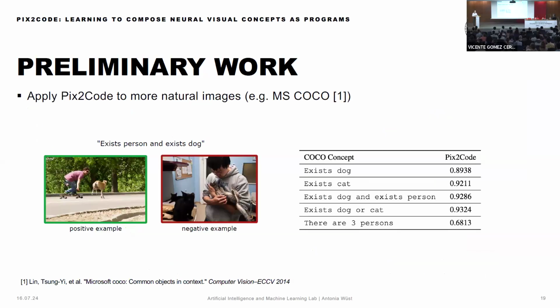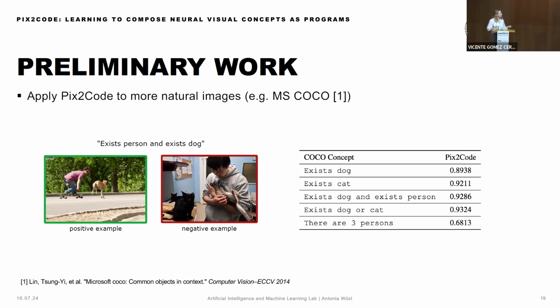Then these experiments were all on CLEVR data, which is of course synthetic. But we think it would also be cool to extend our method to real-world images. For that, we looked into the MS COCO data set and created some concepts ourselves, just to try out if it would be feasible to do that.